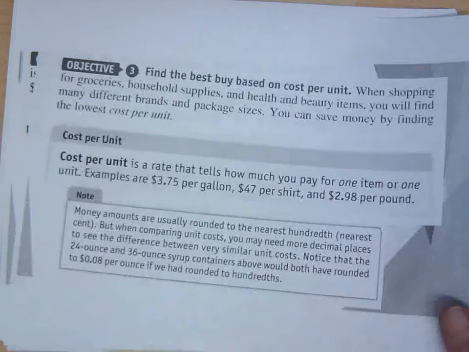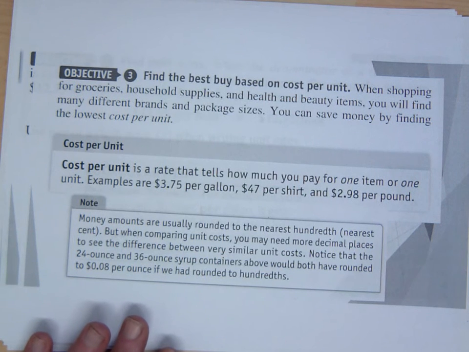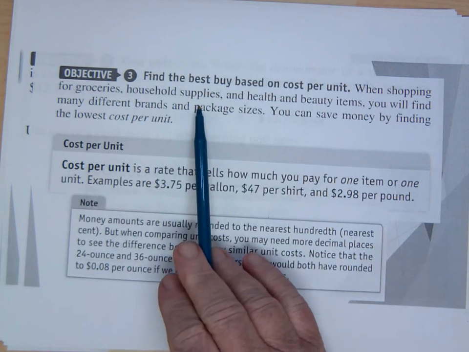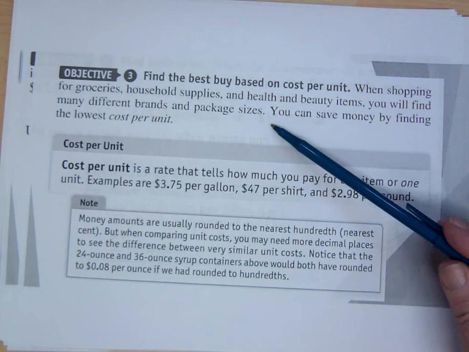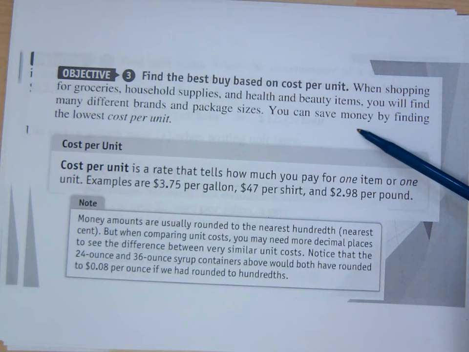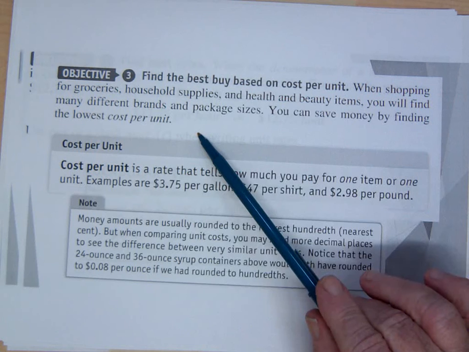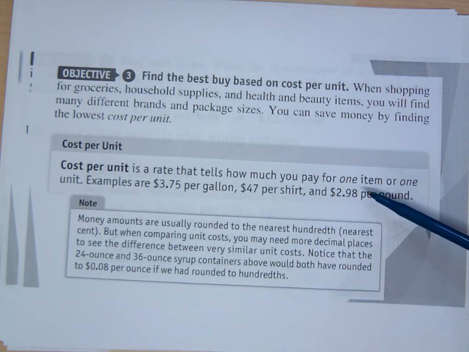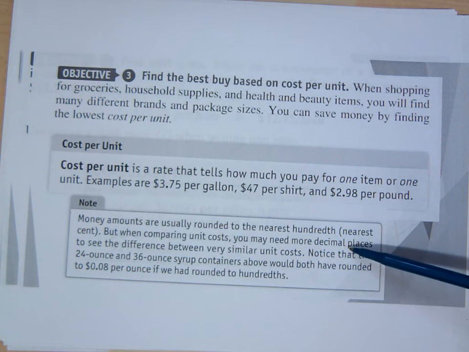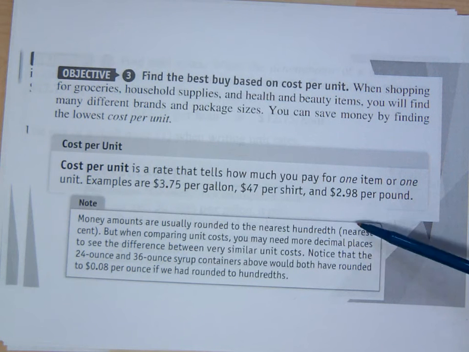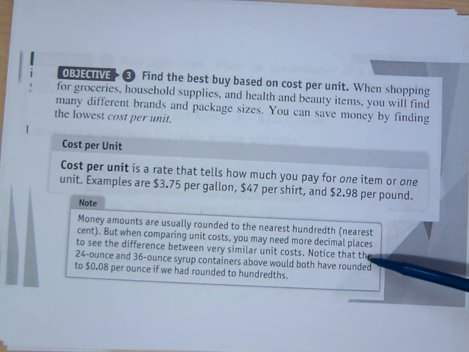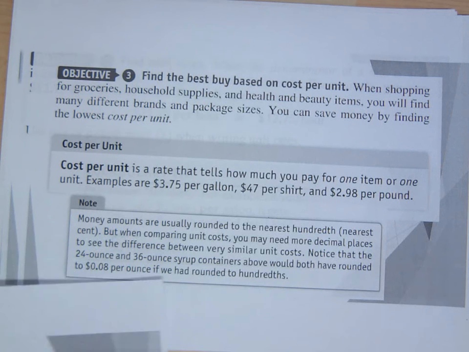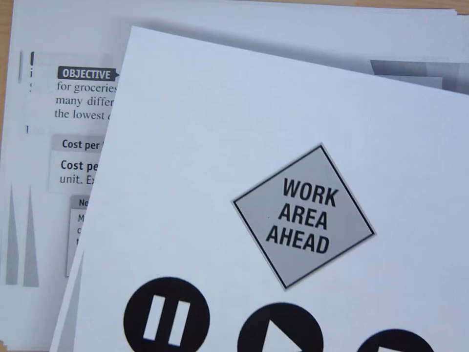And when we're comparing to find the best buy based on cost per unit for groceries, household supplies, health and beauty items, you'll find many brands and package sizes. So if you look at the lowest cost per unit, you can save money. The cost per unit is a rate that tells how much you pay for one item or one unit. Since money amounts are usually rounded to the nearest hundredth, the nearest cent, you'll work to the thousandths place, and then you will round from there.